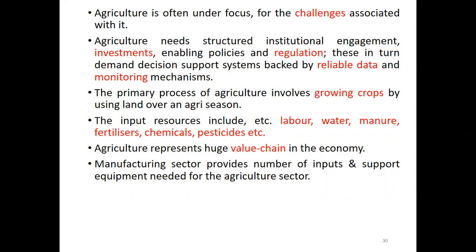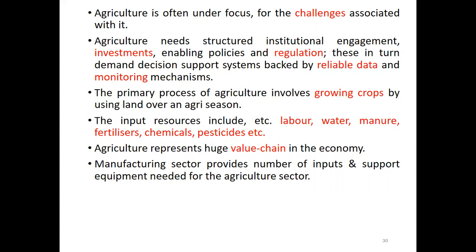That's why we have to create some institutions who will motivate and support this agricultural sector. We have to also ask the industrialists to make investments. We have to ask the banks to make investments into the agricultural sector. We have to prepare such policies and regulations which will help the agricultural sector.